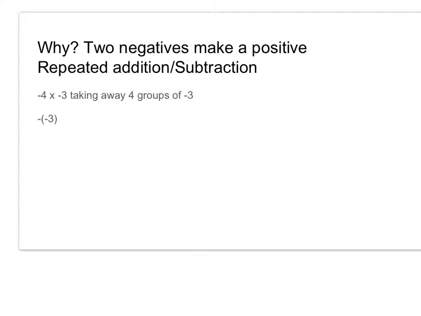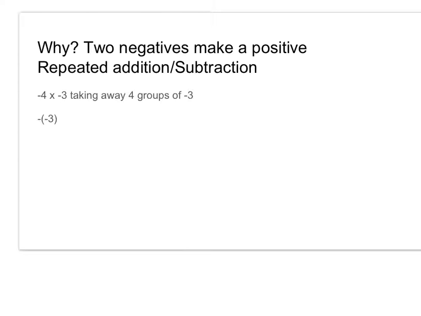You may ask, why do 2 negatives make a positive? I'm going to show you an example of multiplication because it's just a little bit easier. Normally multiplication is repeated addition. But now when we have negatives, it's negative 4 times a negative 3. That negative 4 tells us we're taking away 4 groups of negative 3.